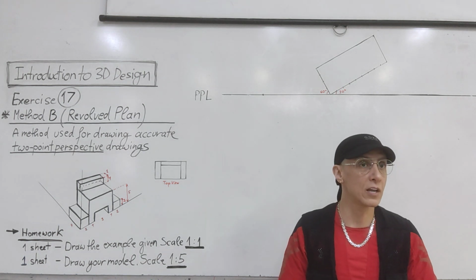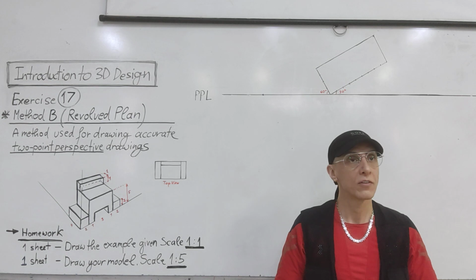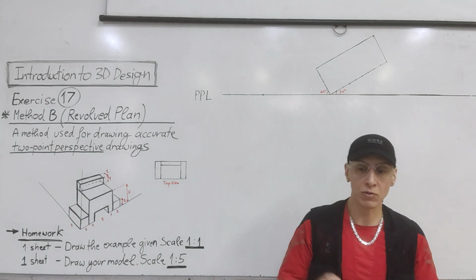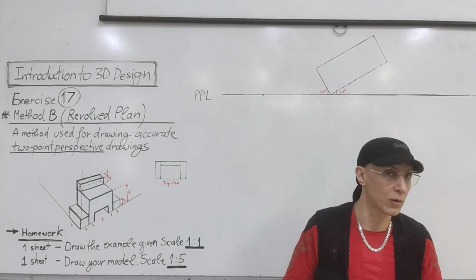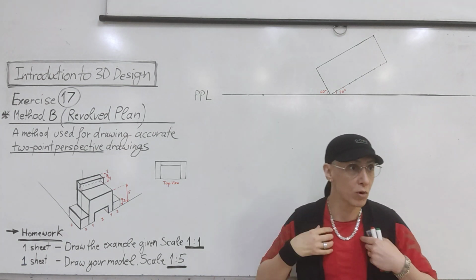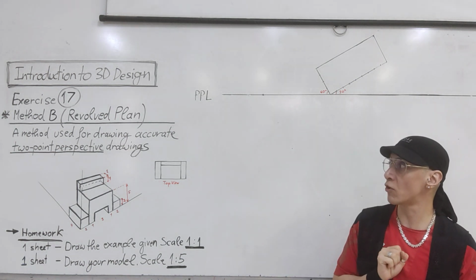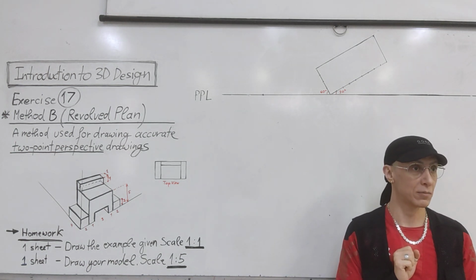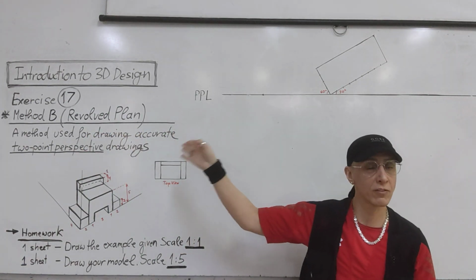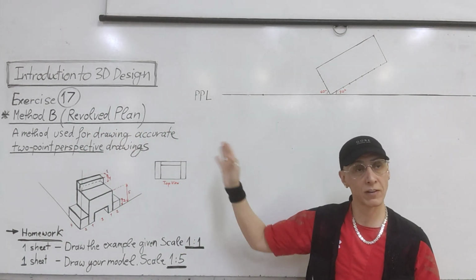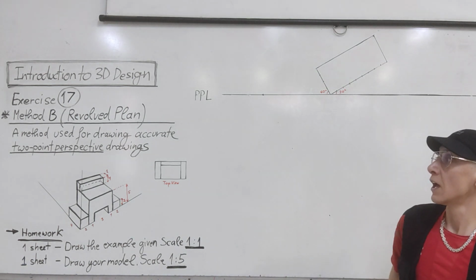It depends really sometimes which method you're more comfortable with. Sometimes one method is easier to apply than the other, depending on what you are drawing. So, you need to know how to apply them both. This method is basically a revolved plan method. The previous method, I call it method A, this is method B, okay? But they have their own names, so you can know which one it is.